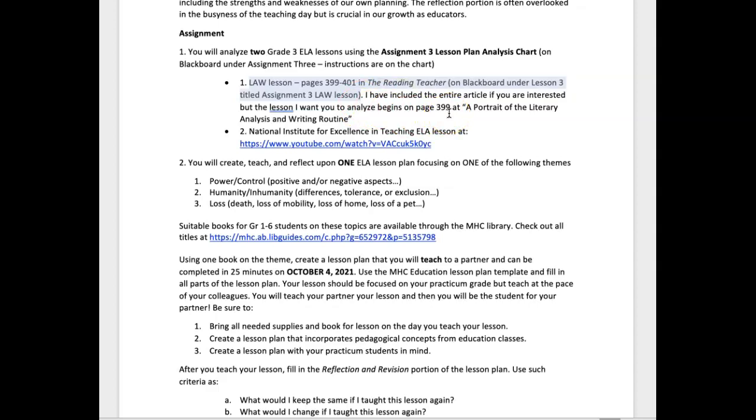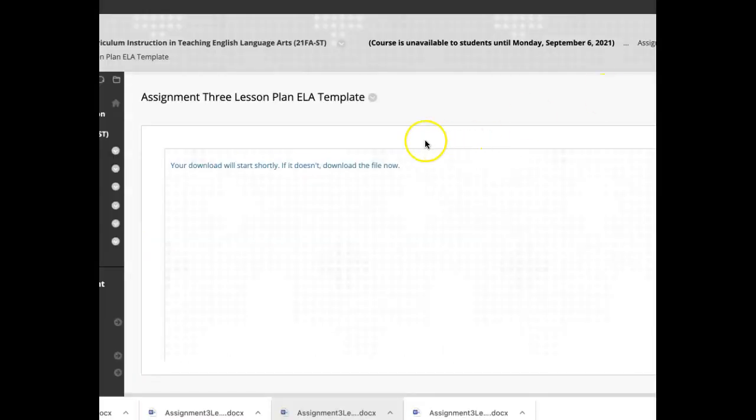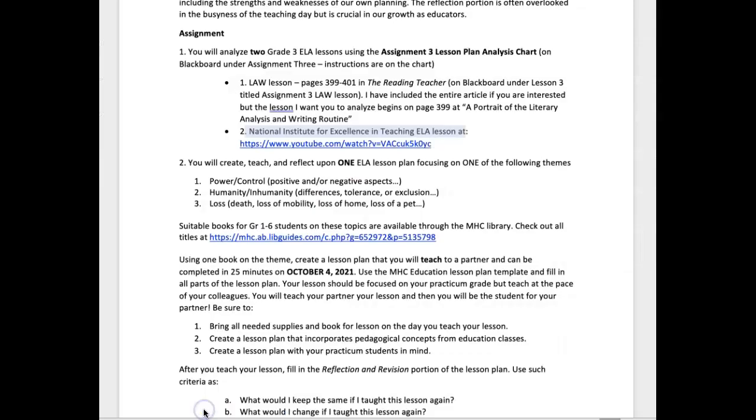Basically, it's a description of how a teacher is running an ELA lesson, and then you're going to analyze that lesson using the lesson analysis chart. The second one is a 45-minute lesson, a video from the National Institute of Excellence in Teaching ELA. And again, I want you to use that lesson plan chart. Let's actually go there right now so you see the lesson plan analysis chart.